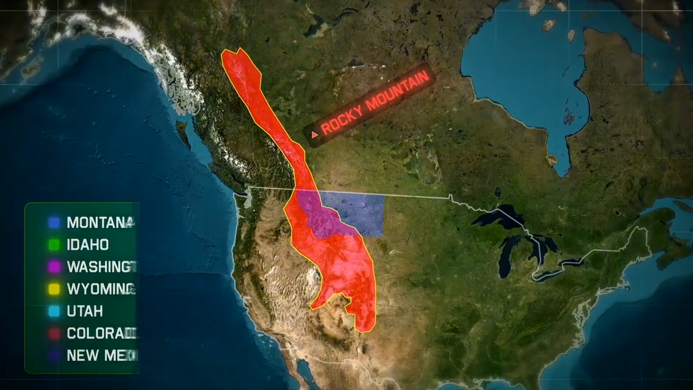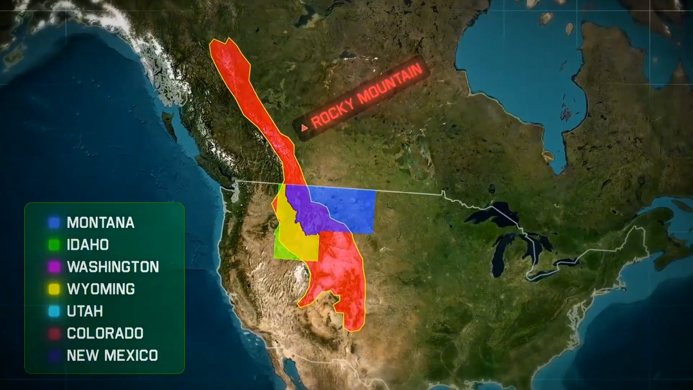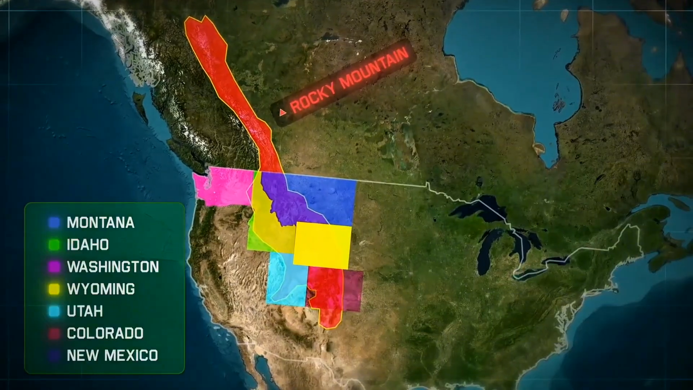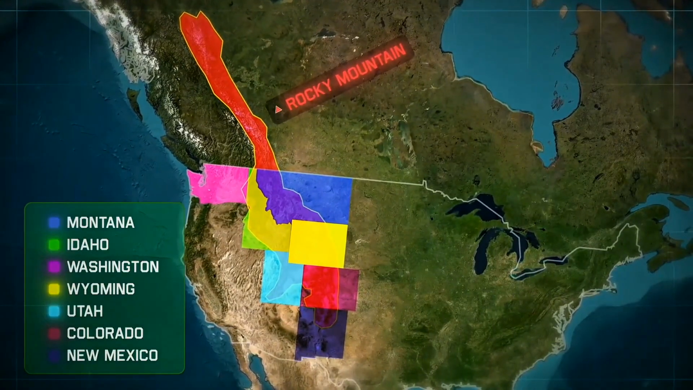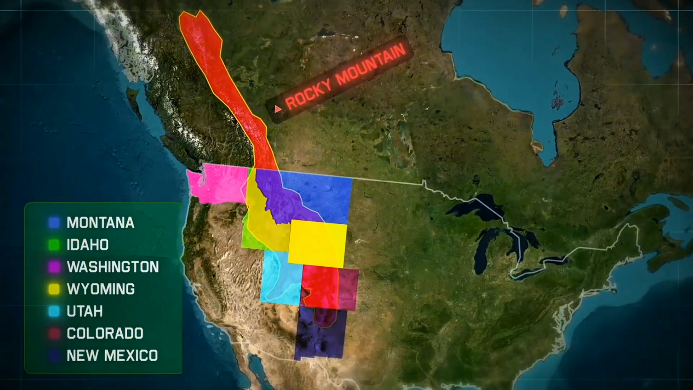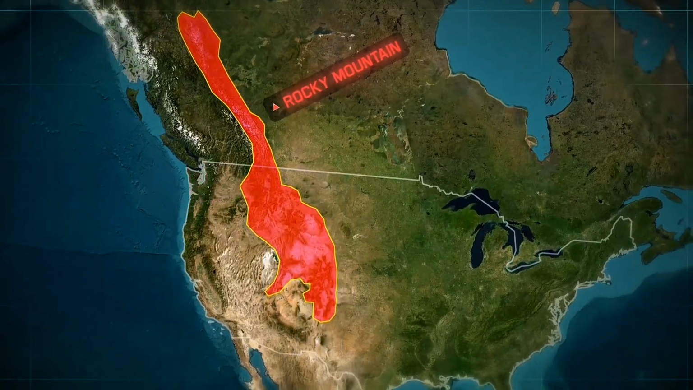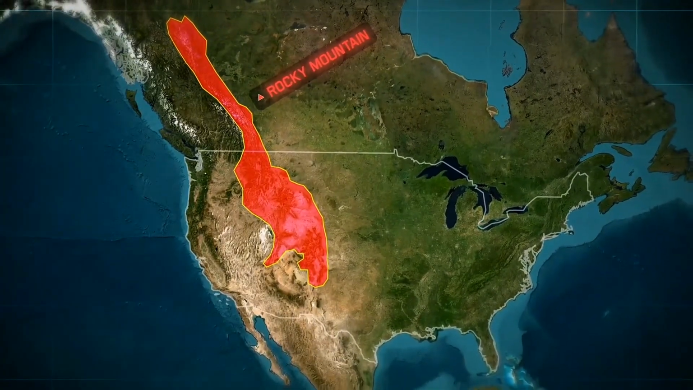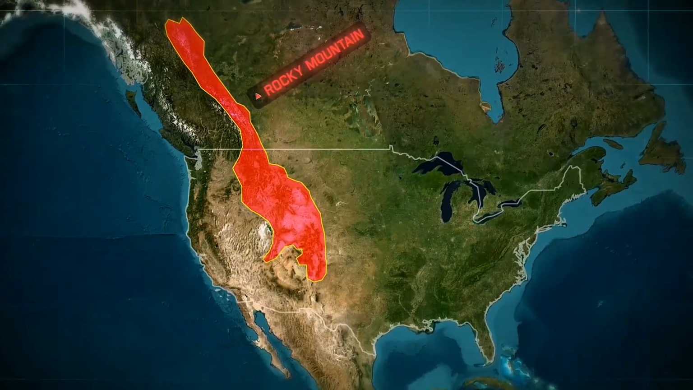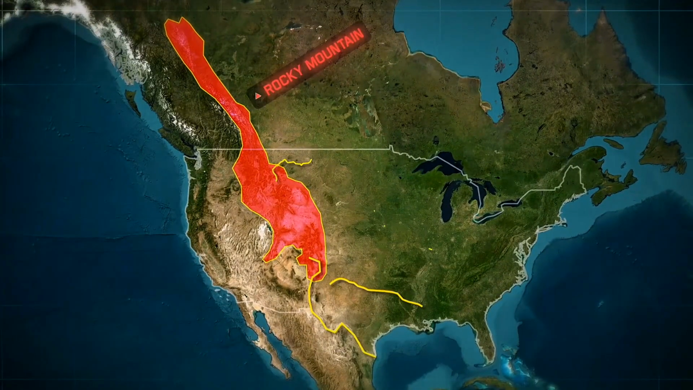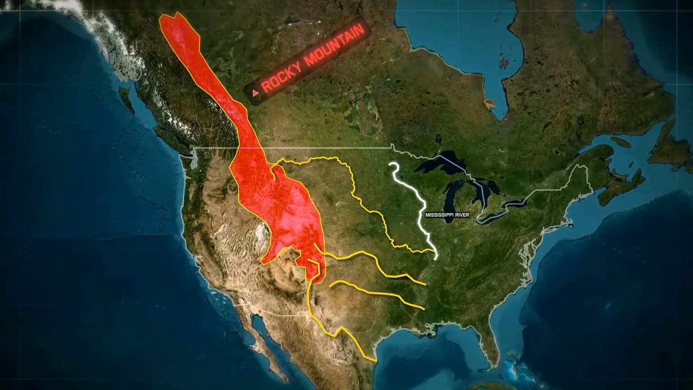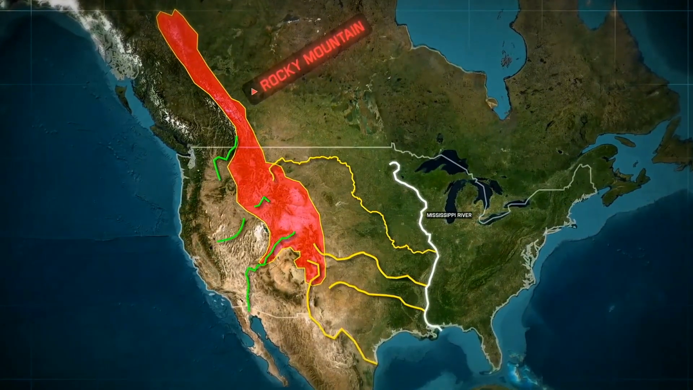The U.S. Rockies stretch from northern Montana and Idaho down to New Mexico, covering parts of Montana, Wyoming, Idaho, Utah, Colorado, and New Mexico. The Rockies also form a continental divide, separating east and west flowing rivers. The east flowing rivers mostly empty into the Mississippi River, while the west flowing rivers empty into the Pacific Ocean.